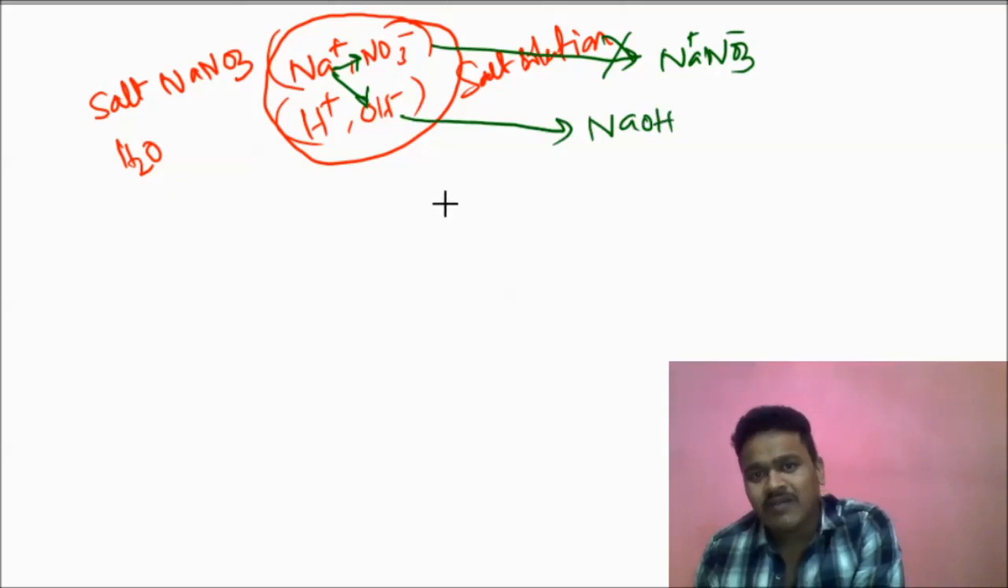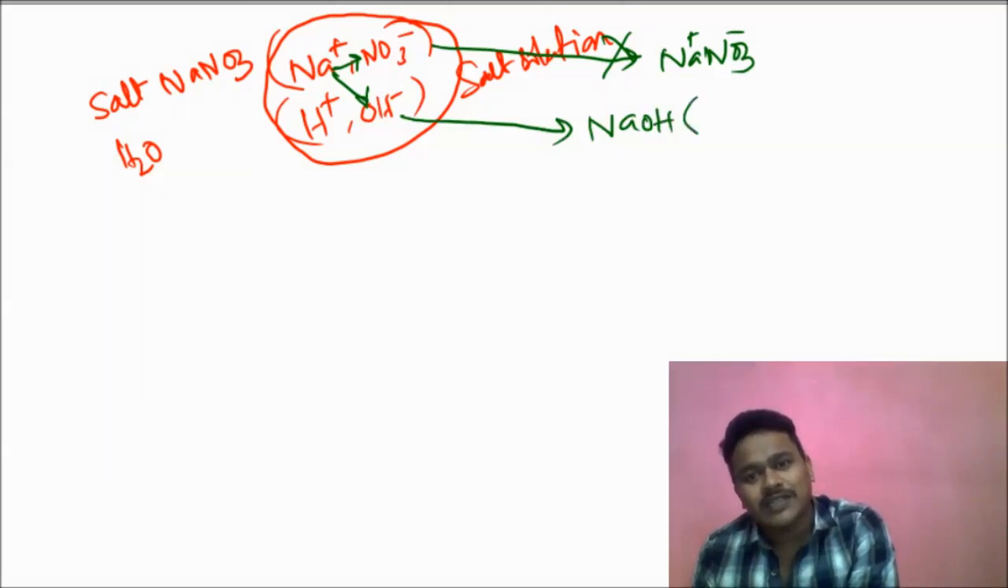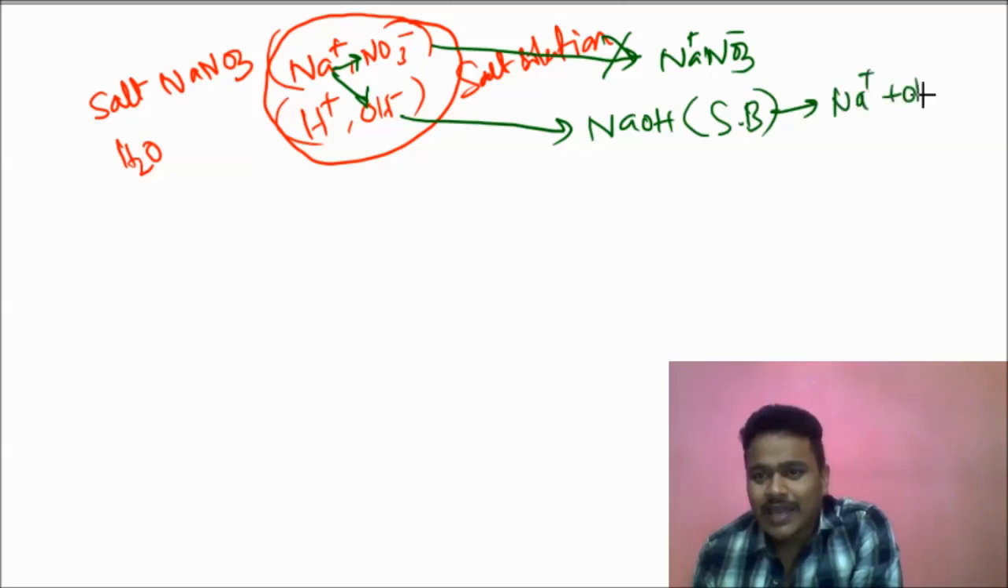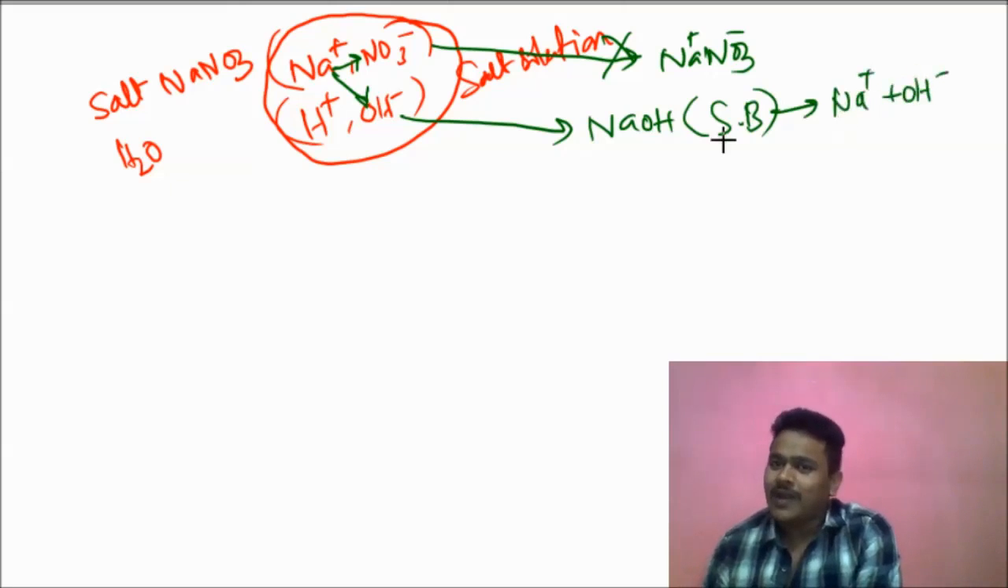NaOH. As of our knowledge, what is NaOH? It is a strong base. What is the meaning of strong? Strong base means it immediately dissociates into Na plus and OH minus. Why? Strong base means which can give OH minus immediately. That is a strong base.